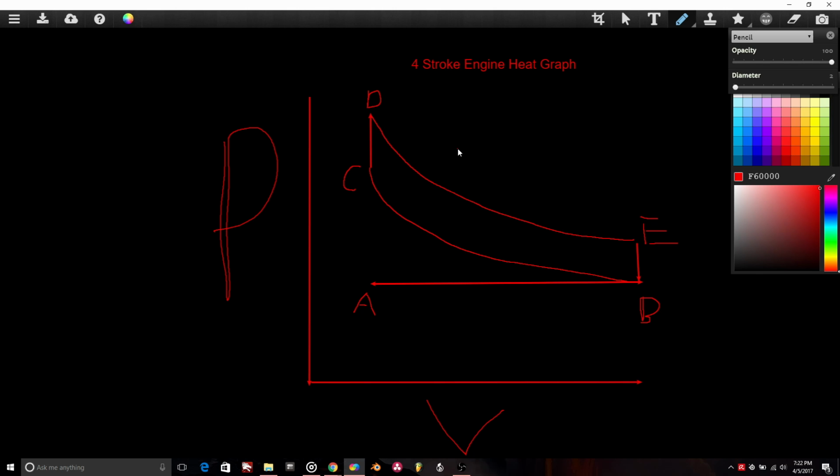There are four different processes that go on: your intake, your compression, combustion, and exhaust. This is why I have this graph here, because in physics, instead of studying the actual engine, we have to look at a graph instead. So let's start off with intake, and I'm going to transition to the picture diagram that makes it easier to look at.